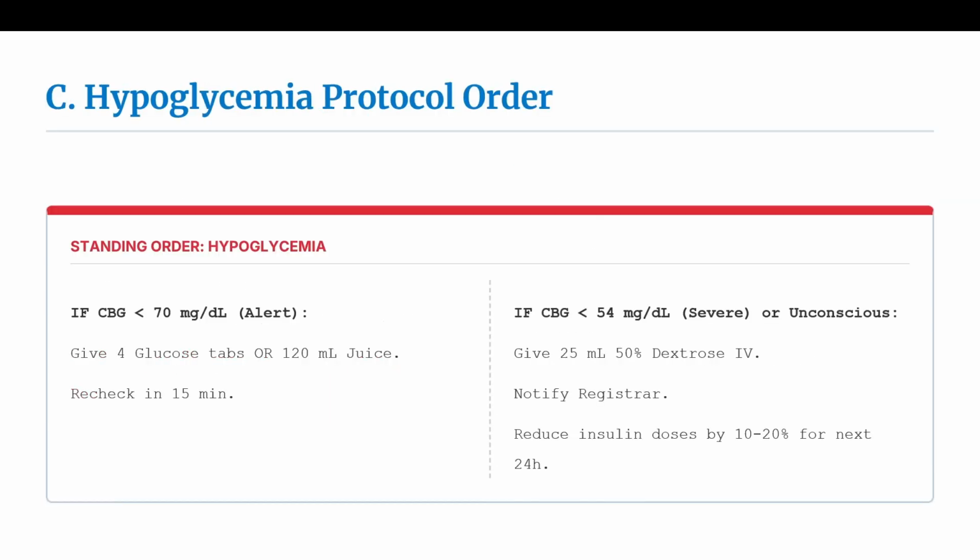So for the hypoglycemia protocol, this is the way you have to write in the case sheet. If the CBG is less than 70, give 4 glucose tablets or 120 ml of glucose, recheck in 15 minutes. If the CBG is less than 54, which is severe, or if the patient is unconscious or having symptoms of neuroglycopenia, give 25 ml of 50% dextrose IV. Always notify the higher authorities or registrar in the ward. Reduce the insulin dose by 10 to 20% for the next 24 hours to prevent further hypoglycemia.